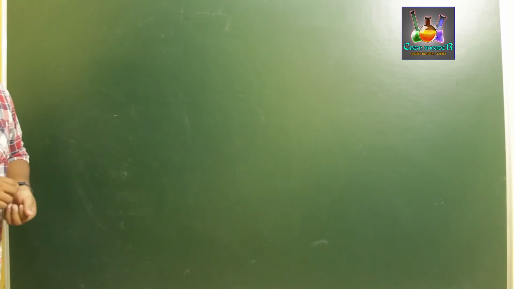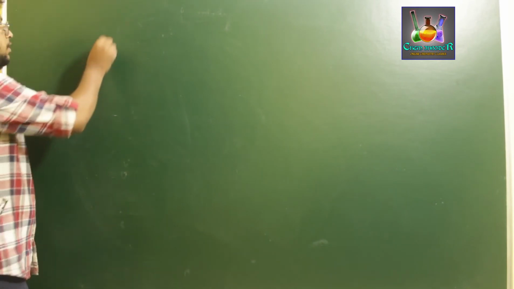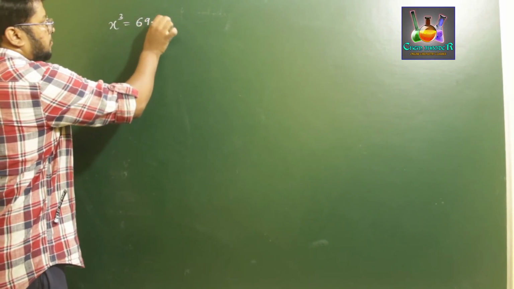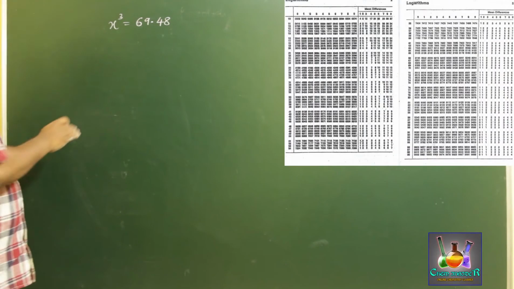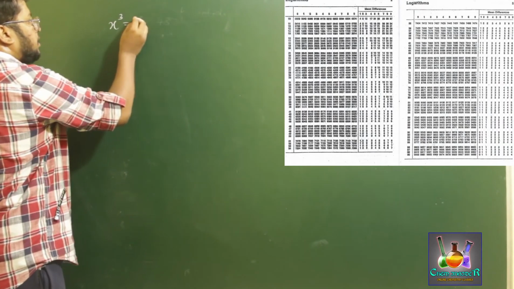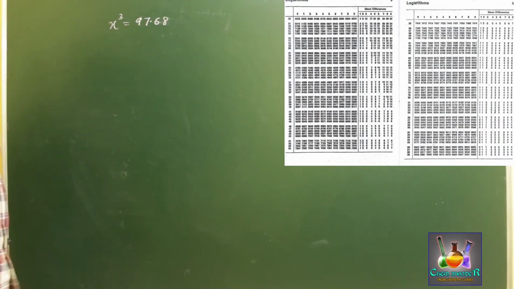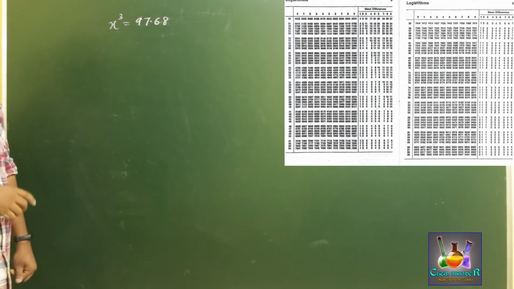For example, let us take x cube is equal to 97.68. I have written down the values over here, and I am just taking that example. So x cube is equal to 97.68, and you need to find the value of x.